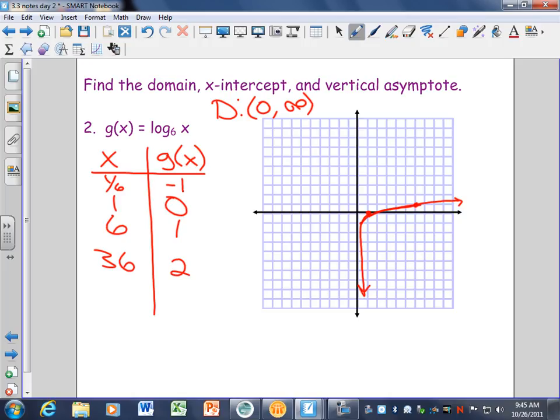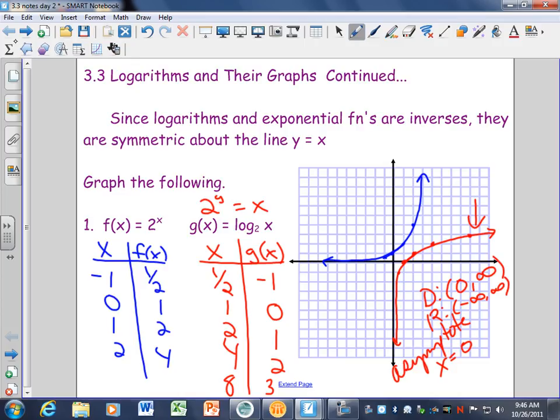1. Where does it cross the x-axis? And where is my vertical asymptote? X equals 0 is the asymptote. Because isn't it a vertical line that it's never crossing, right? If you have a vertical line, it's x equals. A horizontal line is y equals. For this, y never gets to 0. Like the y values never go to 0.